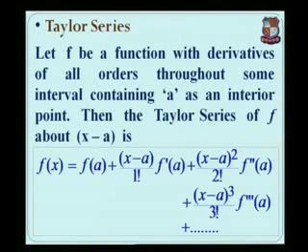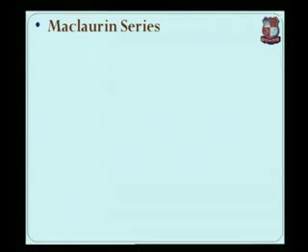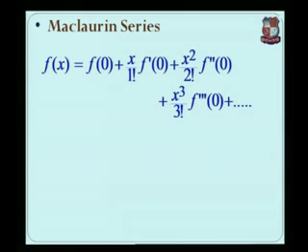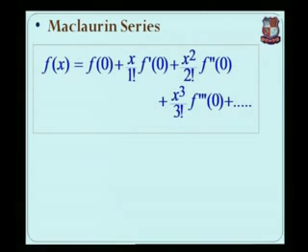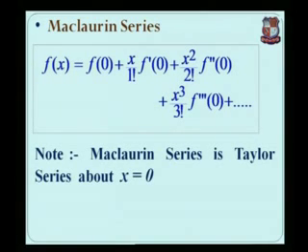Now in this formula, if a is replaced by 0, then that is called the Maclaurin series. So the formula is like this: f(x) is equal to f(0) plus, as a is equal to 0, x by 1 factorial f dash 0 plus x square by 2 factorial f double dash 0 plus x cube by 3 factorial f triple dash 0, and so on. Means in a Taylor series, if we take a is equal to 0, it is converted into the Maclaurin series. So the Maclaurin series is the Taylor series about x is equal to 0. We take the first example.